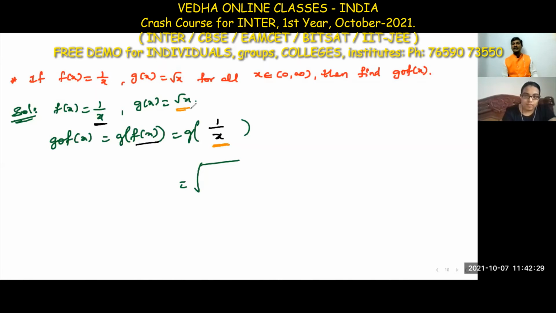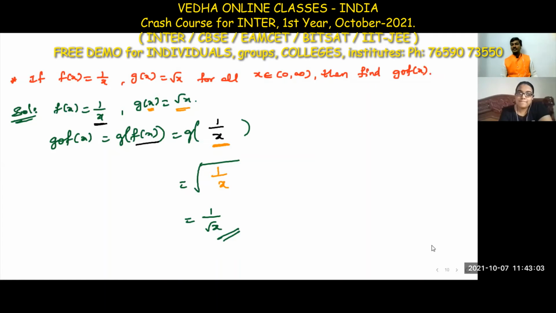Here, x means root x. Here 1 by x means root of 1 by x, we write. This 1 by x we are going to replace in place of the x function. Root of 1 by x. So that means the final answer is, we can write it as 1 by root x. That root 1 is 1 only, so we get 1 by root x.